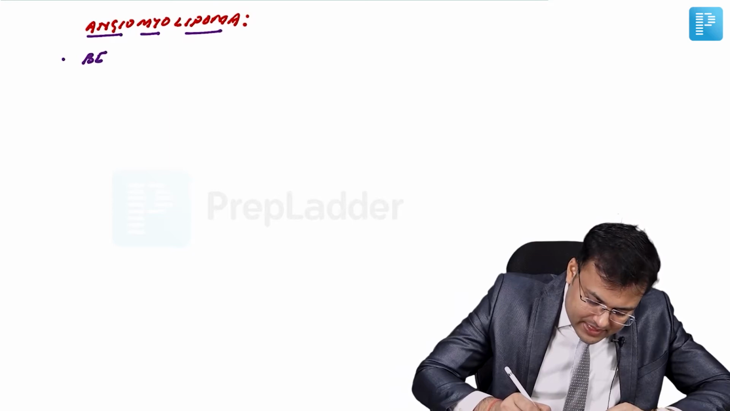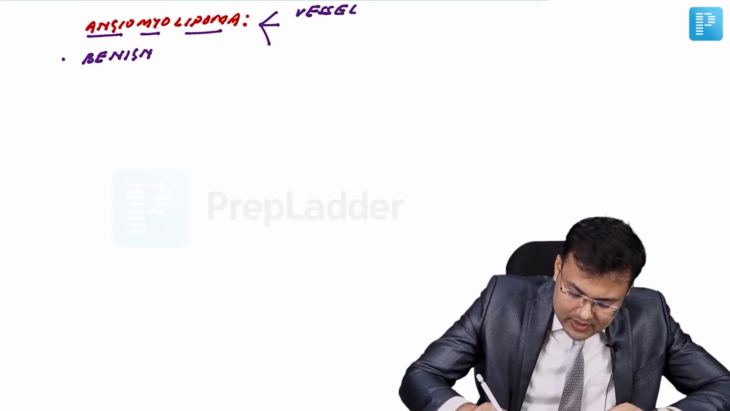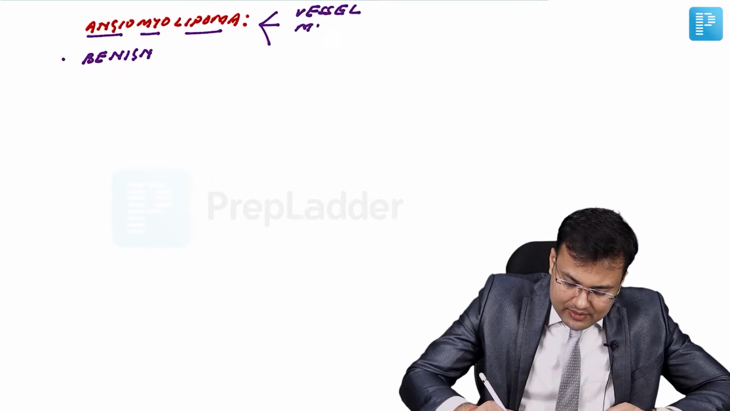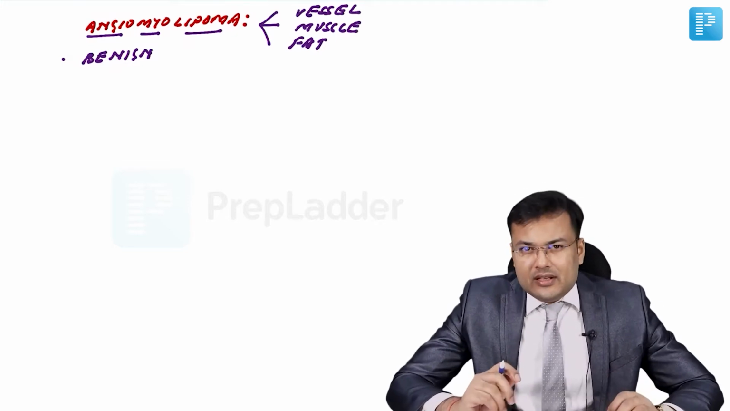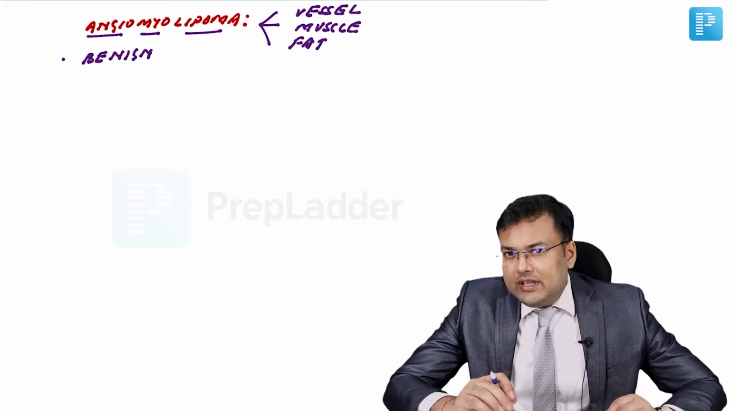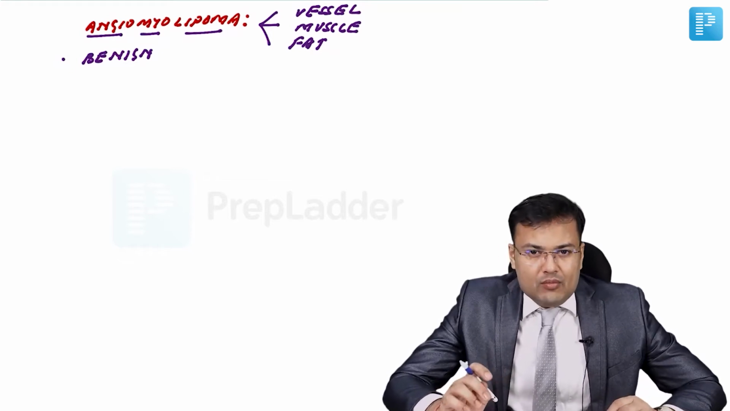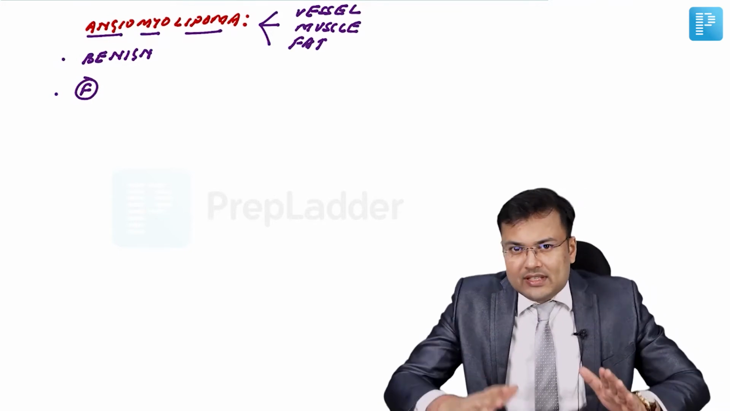This is a benign tumor and it is composed of angio, meaning matured vessel, myo, meaning muscle, and lipoma, meaning fat. Clear? Generally this angiomyolipoma is more common in females and it is usually seen in the 5th to 6th decade.